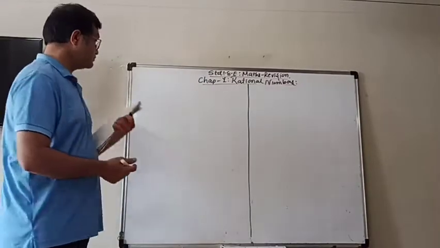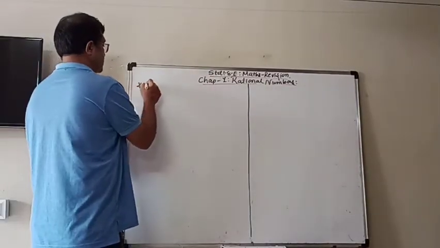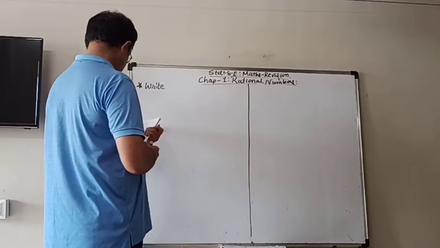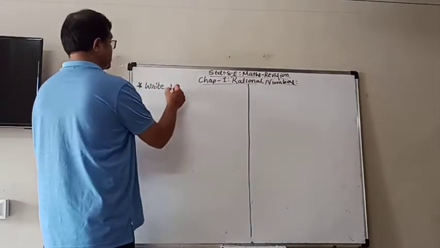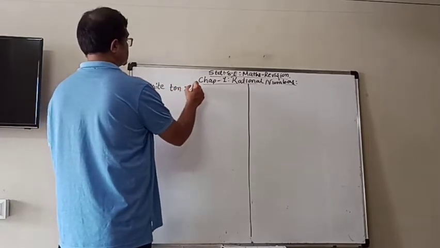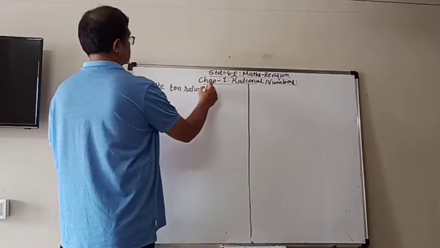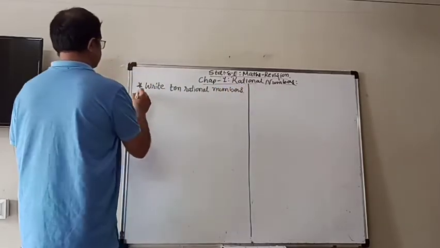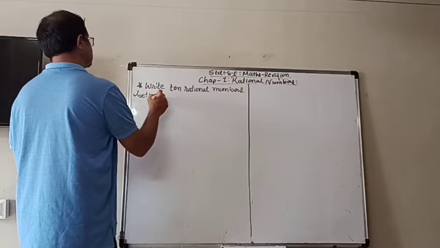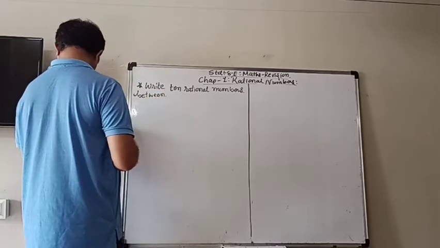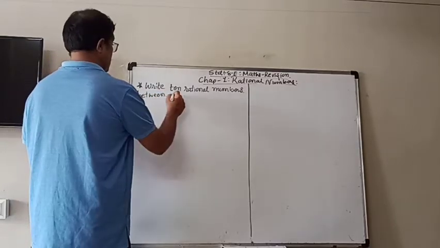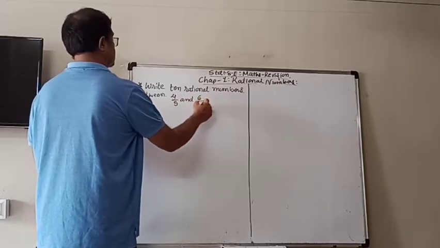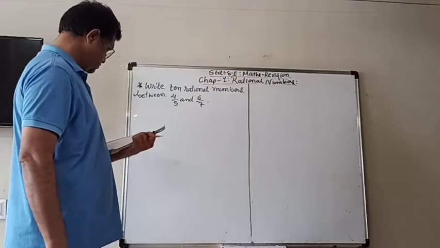Now write 10 rational numbers between 4/5 and 6/7.